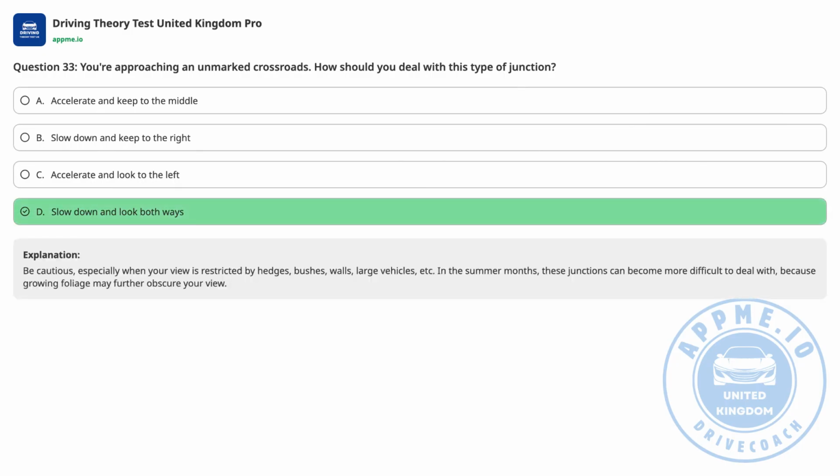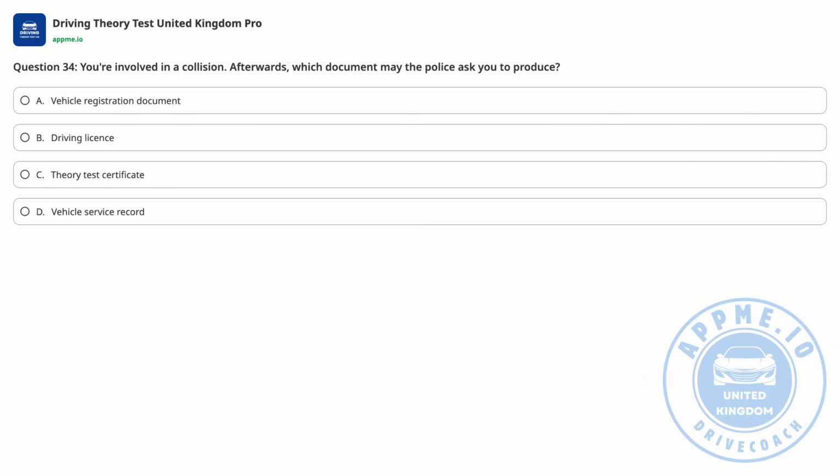The correct answer is D. Question 34. You're involved in a collision. Afterwards, which document may the police ask you to produce? A. Vehicle registration document. B. Driving license. C. Theory test certificate. D. Vehicle service record.